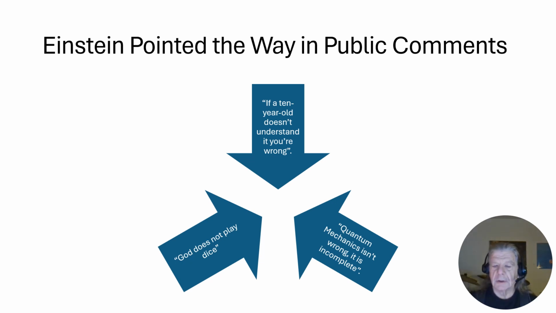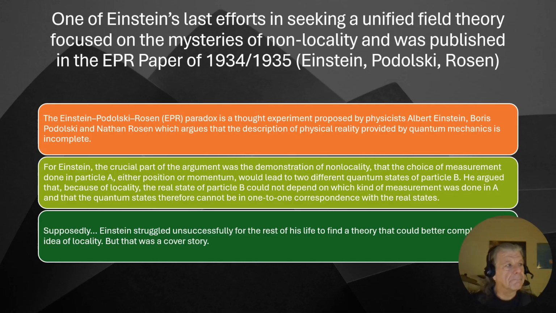Remember, Einstein also said, God does not play dice, and he also said, quantum mechanics is not wrong, it is incomplete. These are three of the clues he left. He worked really hard on a paper. Well, whatever. Maybe it came to him easy. 1934, 1935, the last paper he published, the Einstein-Podolsky-Rosen paper, where he explored non-locality.